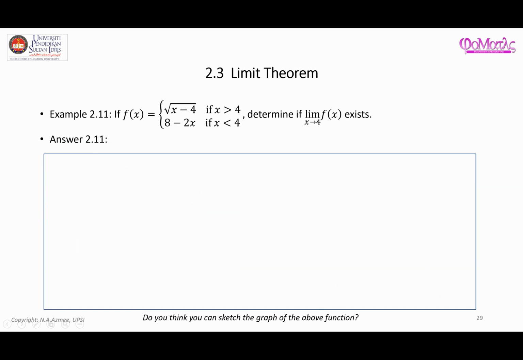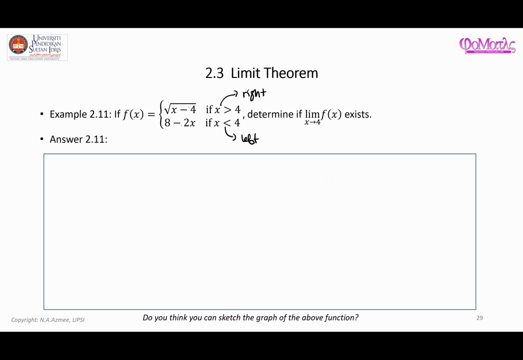Okay, right. Now let us move on to the next example, example 2.11. Here we're going to see whether the limit of the function exists when x approaches 4. So here we have these two different functions. This function will be used when you consider x approaching 4 from the right direction, because this is greater than 4. This function is used for x being less than 4, so we consider it to find the left hand limit. So this is the left hand limit and this is the right hand limit.